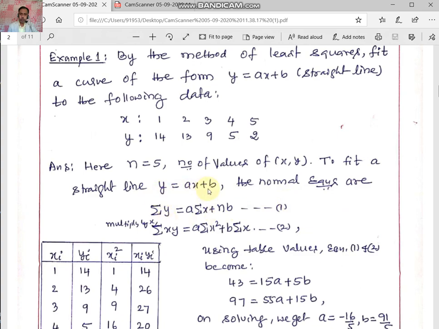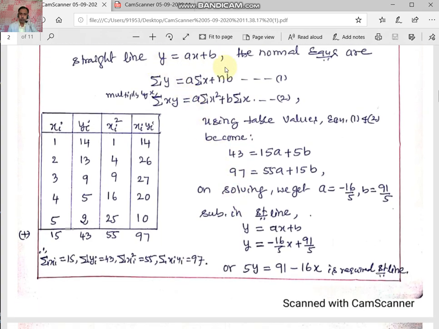To fit a straight line y is equal to ax plus b, the normal equations are, applying sigma notation on both sides, sigma y is equal to a into sigma x plus n times b. This is one equation. Multiply this equation by x: sigma xy is equal to a into sigma x square plus b sigma x. So these two equations are called normal equations. Now our job is to find these sums, sigma x, sigma y, sigma xy and sigma x square. So prepare a table. The xi column: 1, 2, 3, 4, 5.